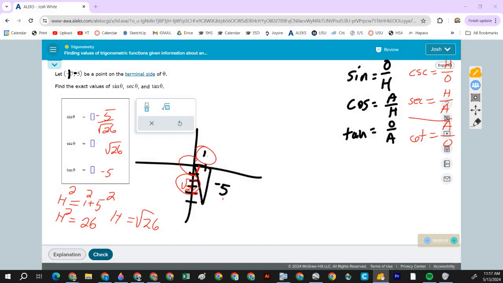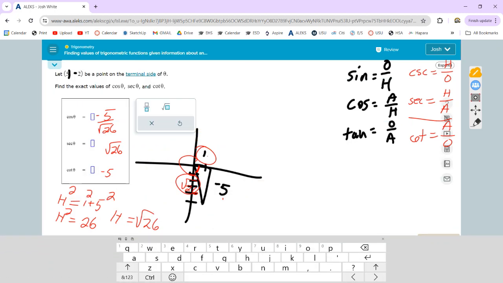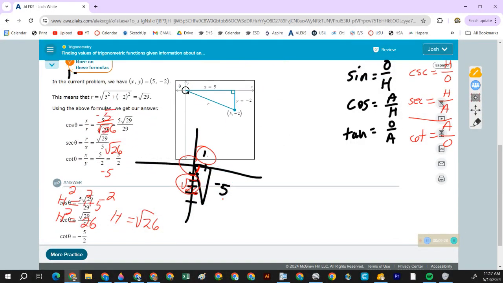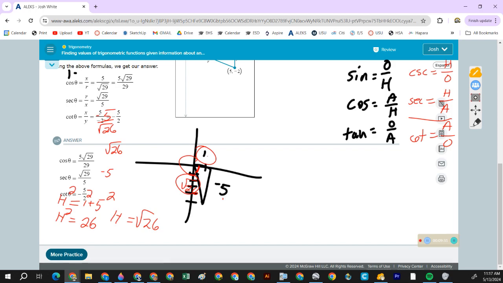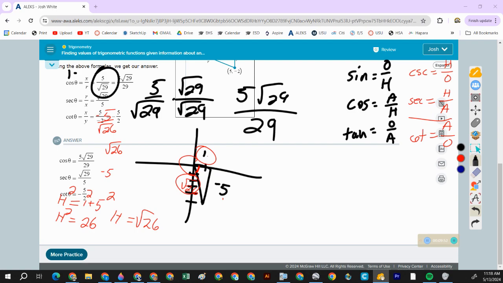Now, do they want you to rationalize the denominator? Let's look. Oh, that's not what I want to do. I wanted to look at this. Yeah. So if your answer is 5 over root 29, it doesn't want you to leave that radical in the denominator. So we take 5 over root 29, we times it by root 29 over root 29, and we get 5 root 29 over 29. We've done that before.